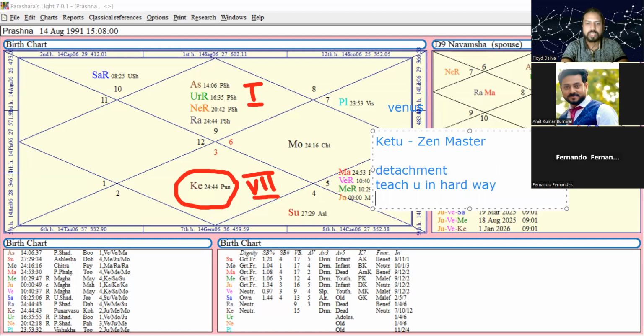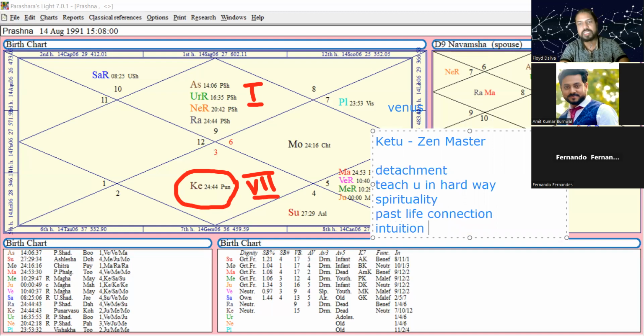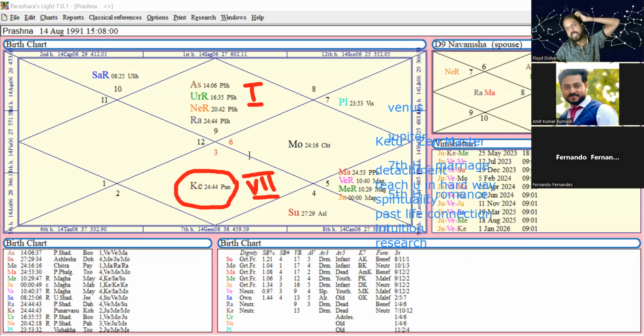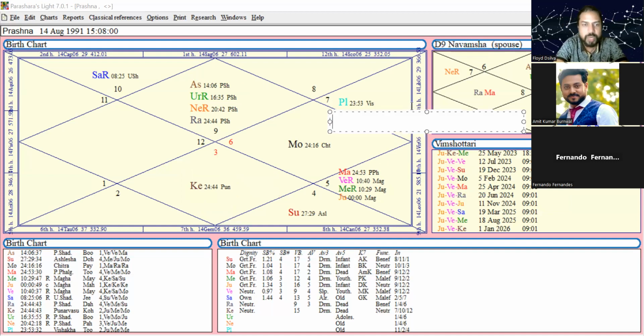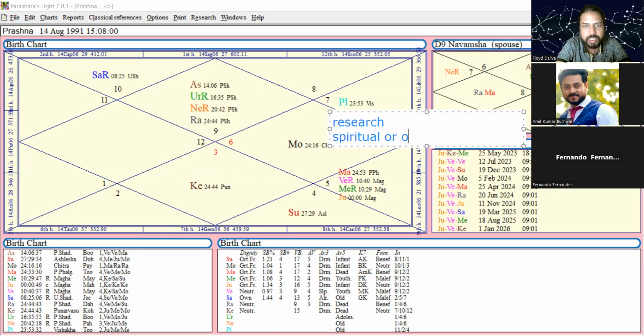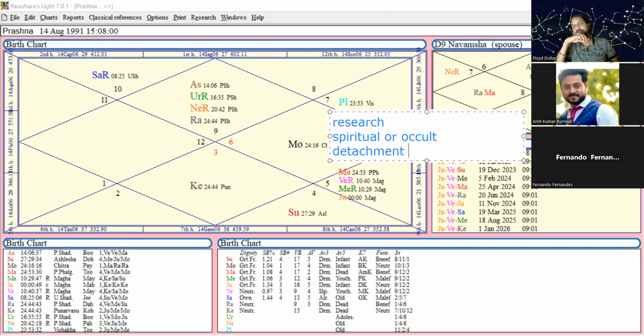Ketu is also about spirituality, past life connection, intuition, research and analysis. So the partner again is connected with research and analysis, so we have one more confirmation. The person can be slightly spiritual or interested in the occult. But Ketu also brings detachment in relationships.